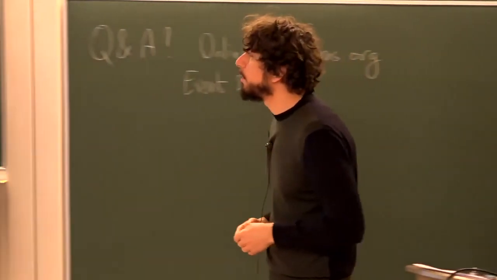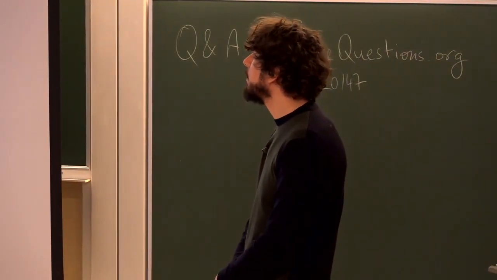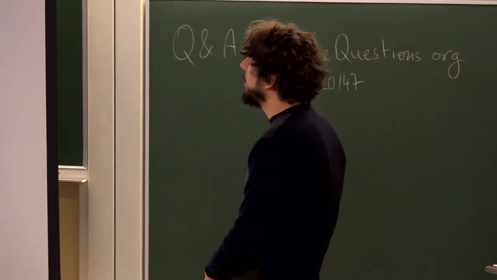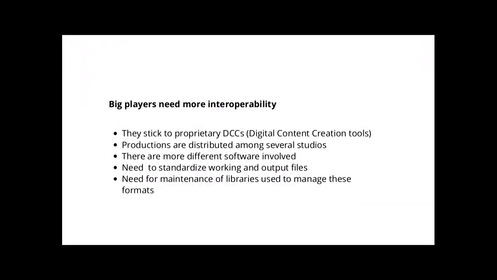So they decided to go open source. For that, many of the big players decided to work on more interoperability between software. They decided to stick to proprietary digital creation content tools, but they decided to work on more standardization of file exchange, because a few years ago, when you did a production, you could use only one software. Now you have many software involved.